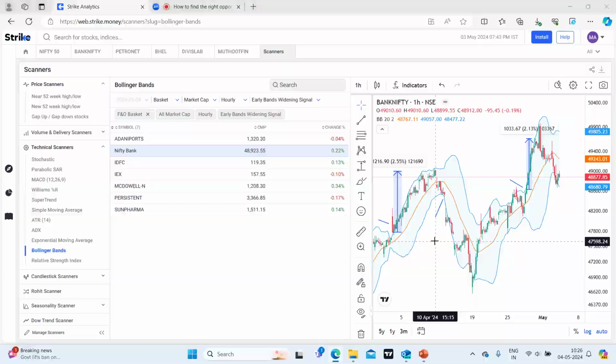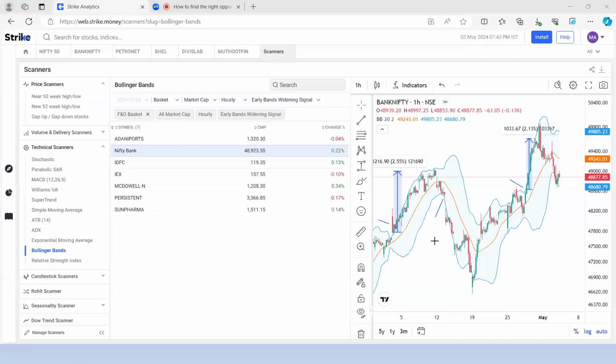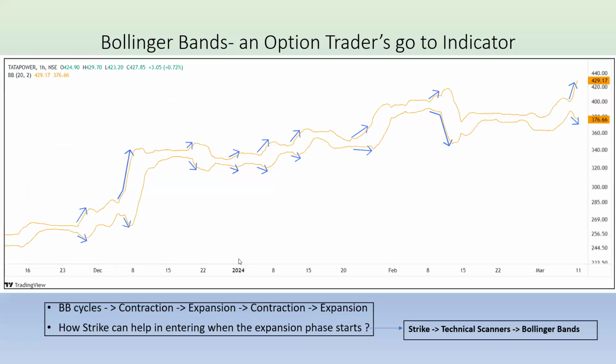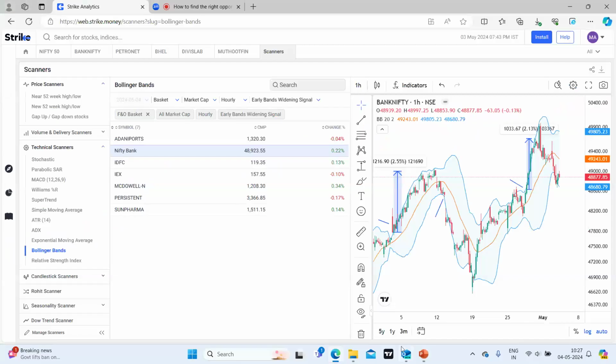So for Bollinger Bands, we use the technical scanner of early bands, right? And for open interest, now this is one part, that the band should start widening. This is one part, right? The second and main part we are using here is option open interest, right?